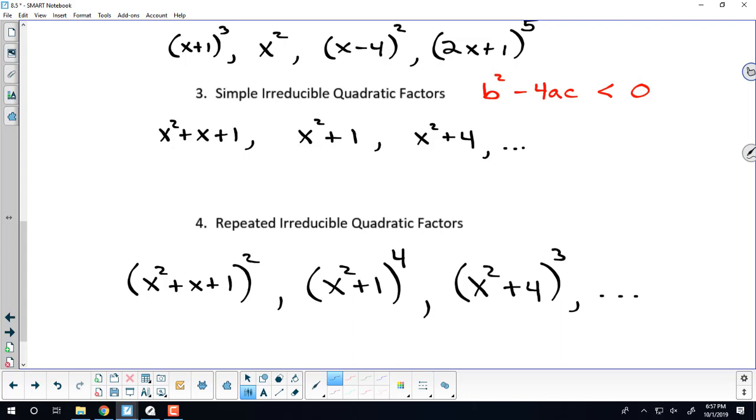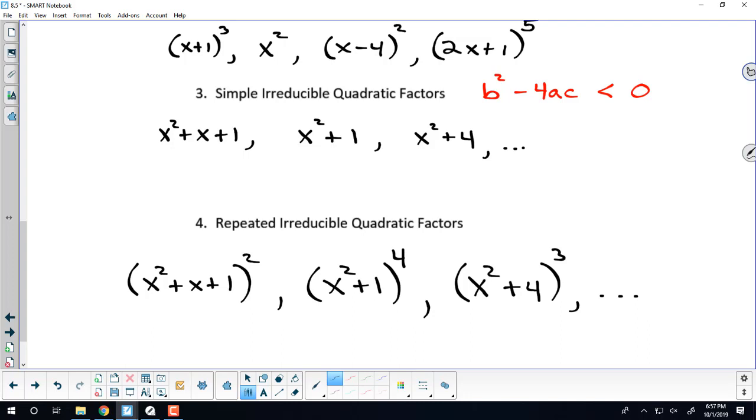So you have something like x squared plus 4. What would that be? It's an irreducible quadratic, because your solutions would be 2i, negative 2i. What if you had something that was a quadratic, like x squared minus 2x plus 4? Yeah, you could factor that, I think, into two linear factors.